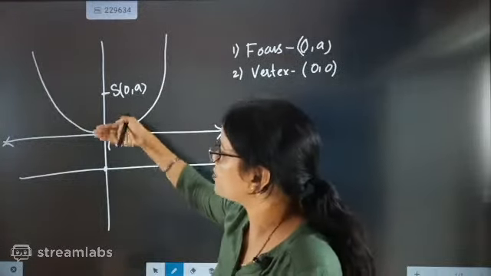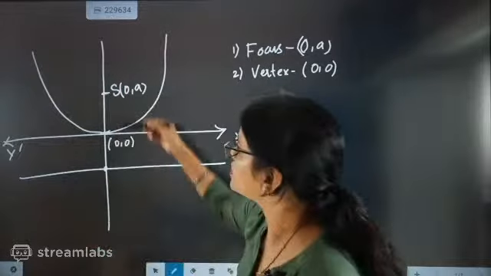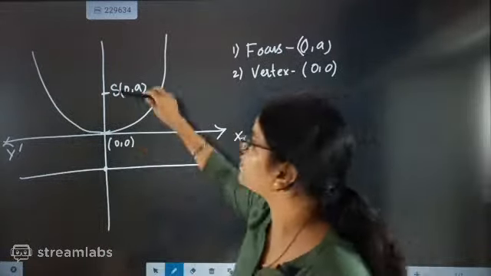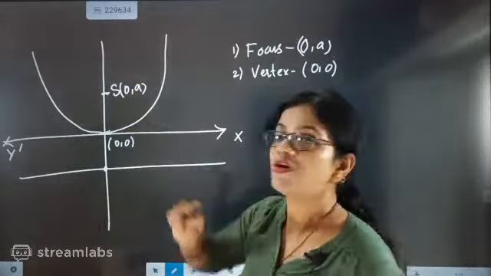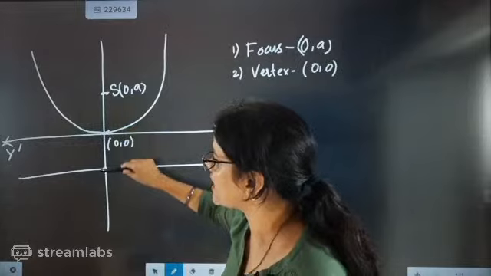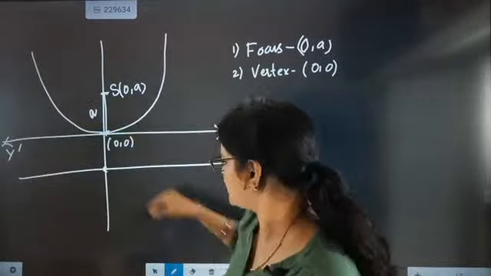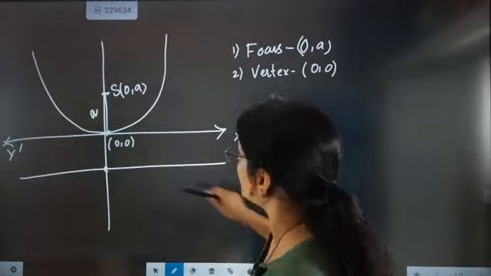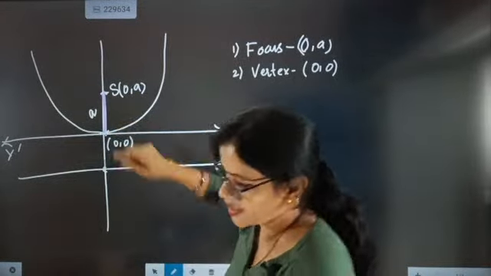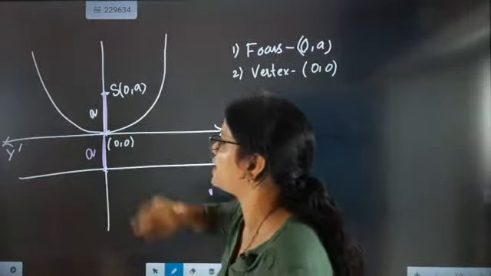Now see, it is going below the x-axis. This is going exactly below the x-axis. I told you the distance between the focus and the vertex will be equal to the distance between the vertex and the directrix. So if this distance is taken as a, then this distance will also become a.